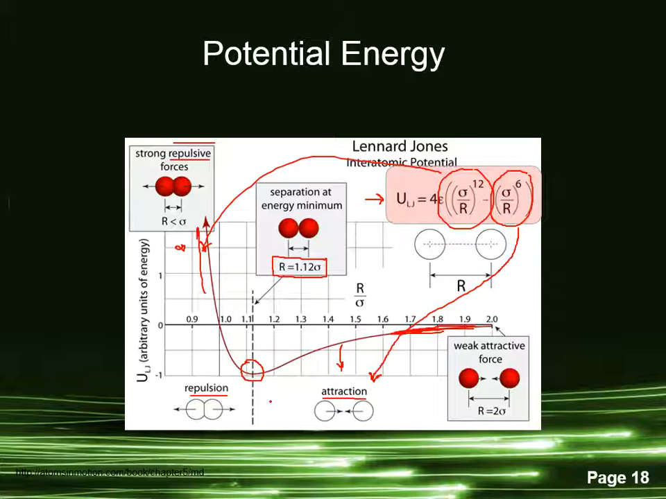The Lennard-Jones potential shows that there are two types of interaction. When the particles are far from each other, they experience attractive interaction. And when they are very close to each other, they repel each other.